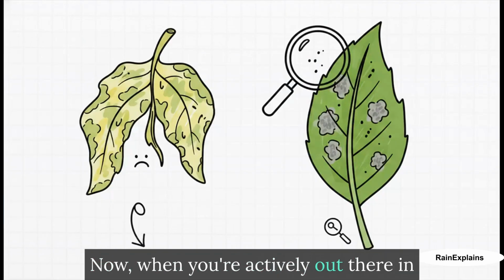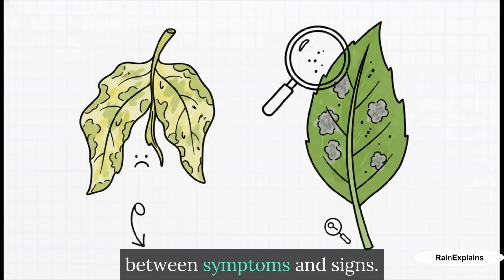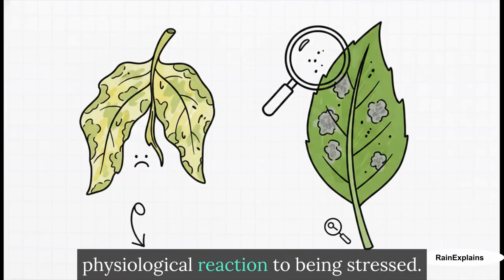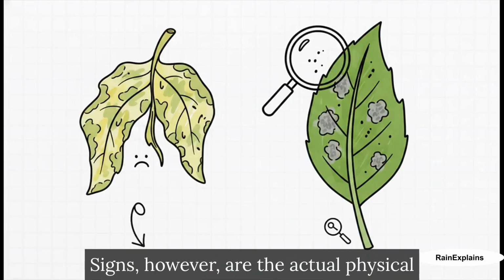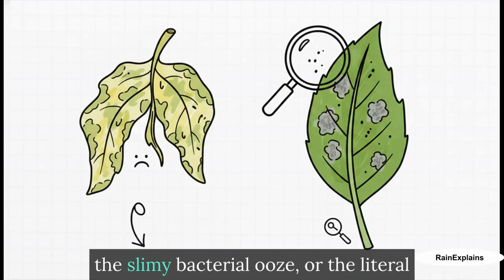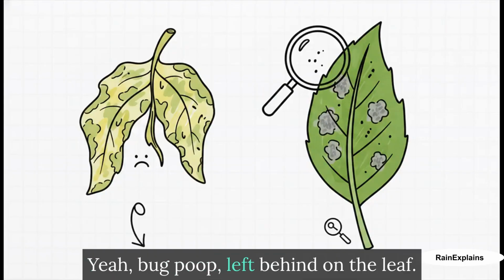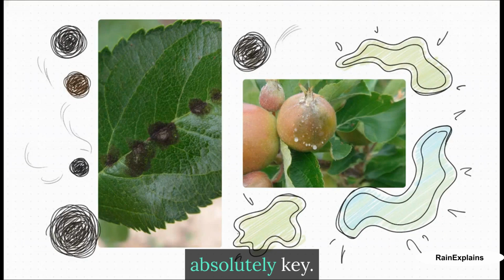Now, when you're actively out there in the dirt gathering evidence, you absolutely must know the difference between symptoms and signs. Symptoms are just the plant's physiological reaction to being stressed, things like wilting, yellowing leaves, or stunted growth. Signs, however, are the actual physical presence of the culprit itself. You're looking for the fuzzy gray mold, the slimy bacterial ooze, or the literal insect frass, yeah, bug poop, left behind on the leaf.